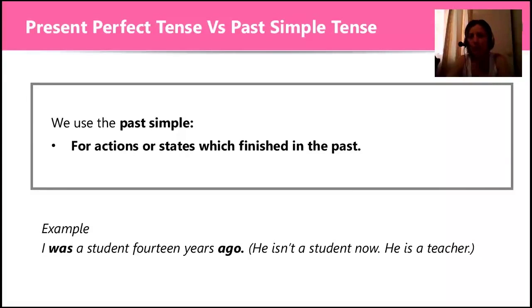Now let's see how we can compare them with present perfect. So I was a student 14 years ago. Now he is not a student, it's finished. Whenever you study English and they tell you that this is Armenian, you say, no, it's not Armenian, it's exactly the opposite. It's not Armenian, okay?